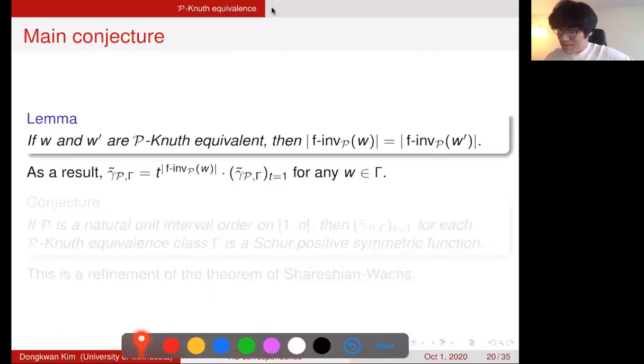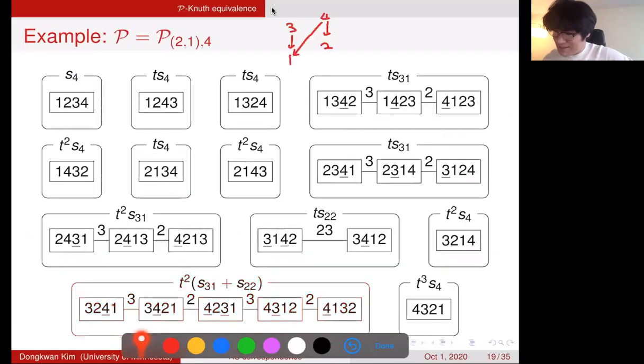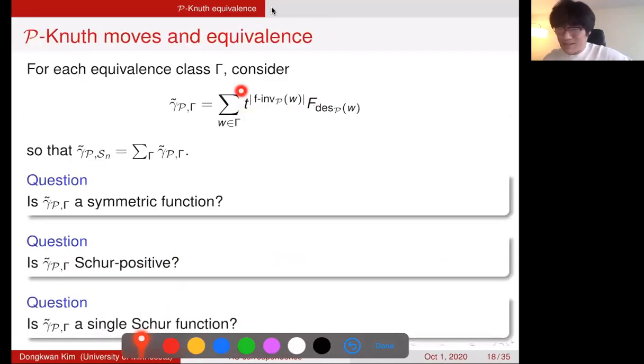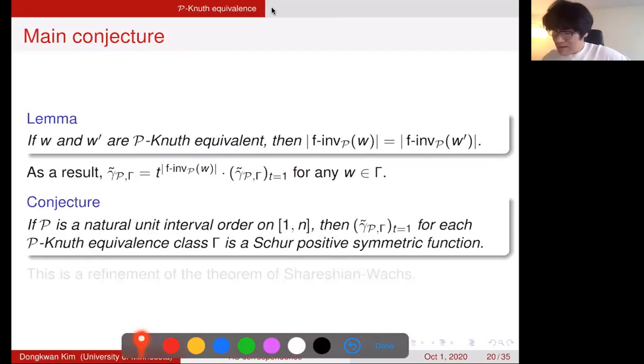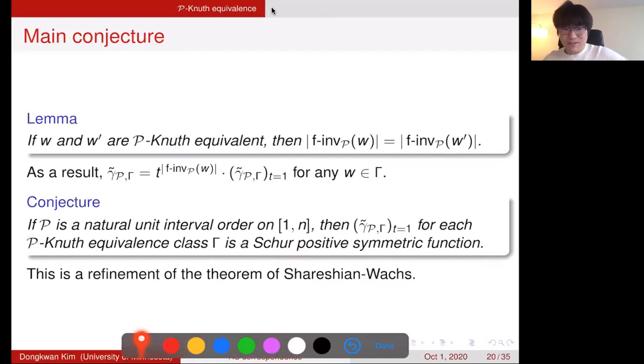I should have mentioned that at first we do not know that this one is constant on each equivalence class, but it's an easy combinatorial exercise that this value, the number of fake P-inversions, is preserved in each equivalence class. So you may just take it out and consider the ungraded version instead. And the conjecture is that each generating function, this ungraded version, is a true positive symmetric function. And it's definitely a refinement of the theorem of Schur and Wash.